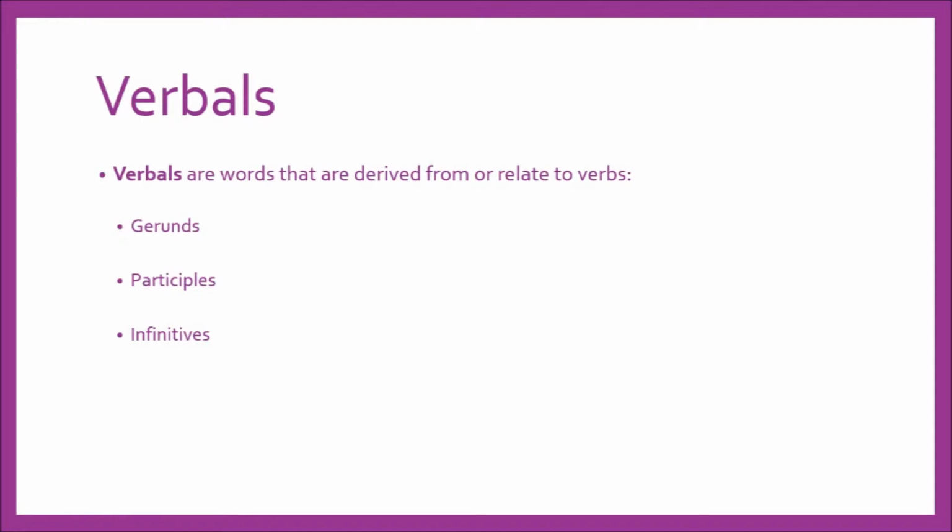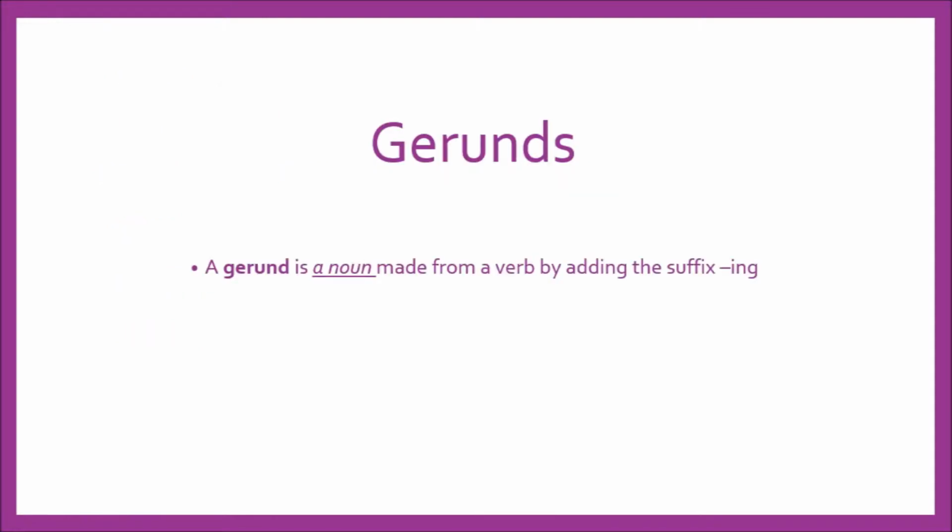Gerunds and participles are both classified as verbals, or words that are derived from or relate to verbs. A gerund is a noun made from a verb by adding the suffix ing. It's not a noun in the traditional sense of being a person, place, or thing, but in a sentence it's used as a subject or object, a place ordinarily held by a noun.